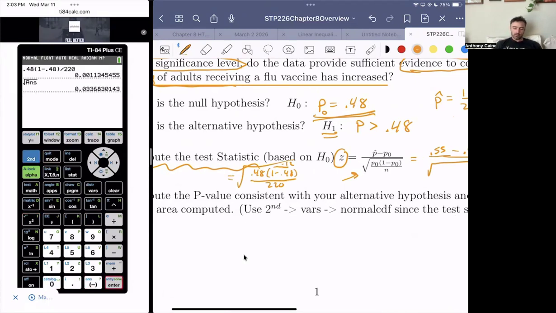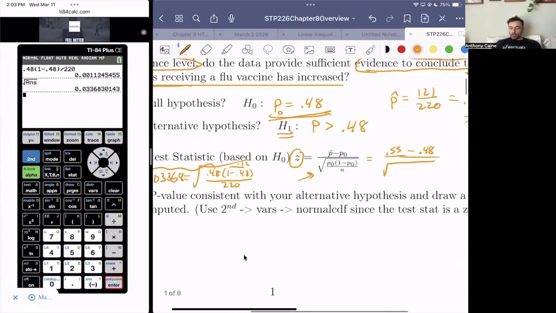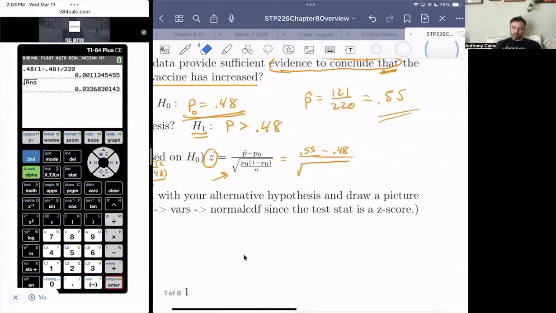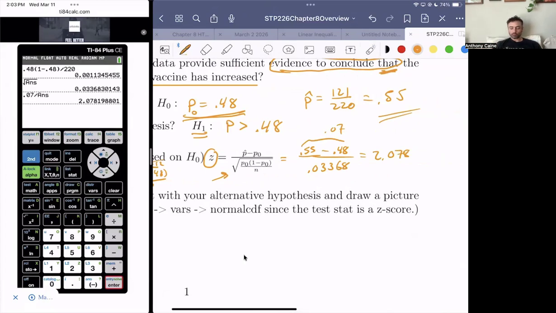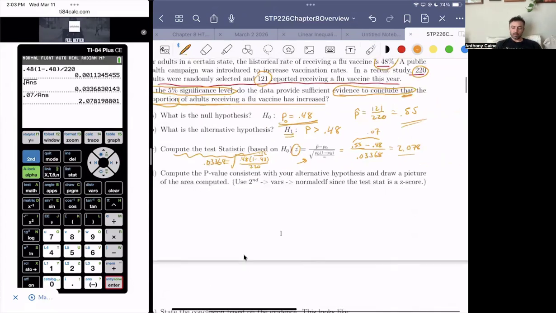There we go. So this is 0.03368. Good enough. Okay, and let me get rid of the square root because we already did it. We have 0.03368. And up top here, that's a 0.07. So I have 0.07 divided by the thing we got above, and that's 2.07819, blah, blah, blah. Okay. So here's our test statistic.